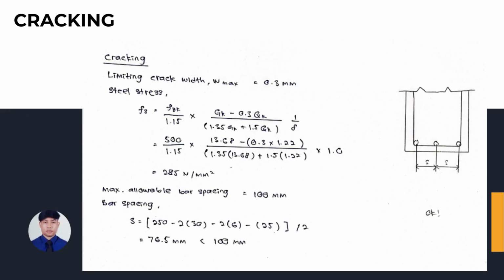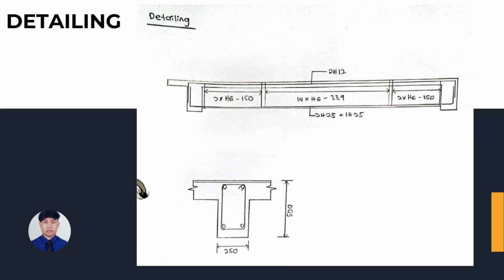For the cracking, limiting crack width we use 0.3 mm. For the steel stress, 285 N per mm square. For the bar spacing we get 76.5 mm, less than the max allowable bar spacing, which is 100 mm. This is our detailing for simply supported beam.